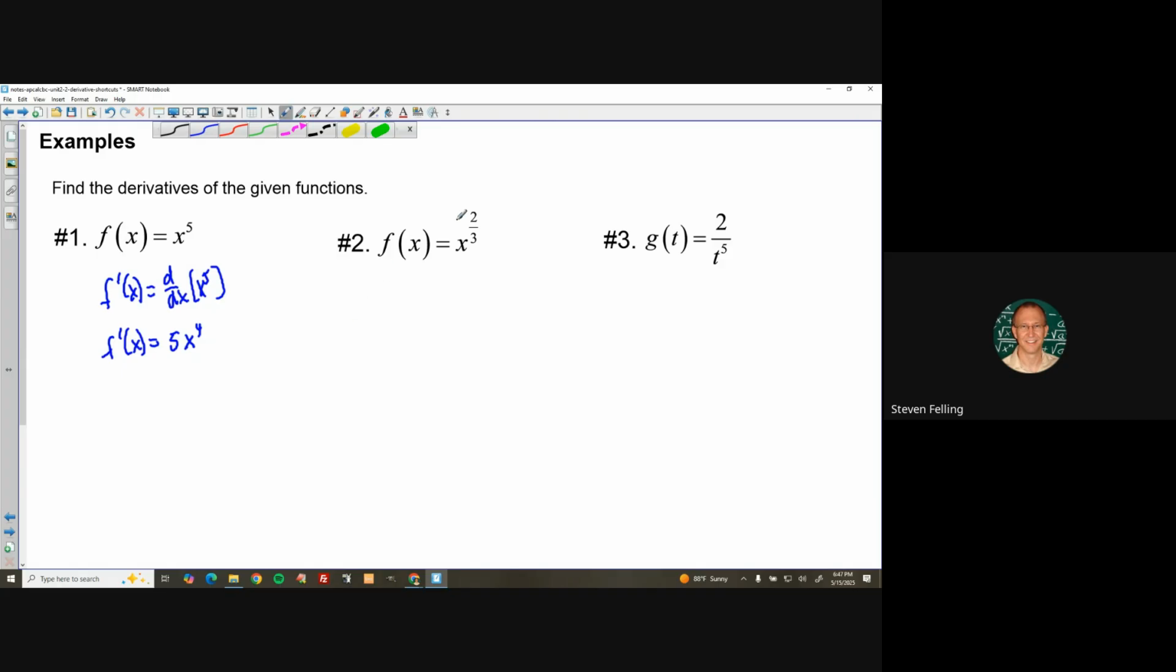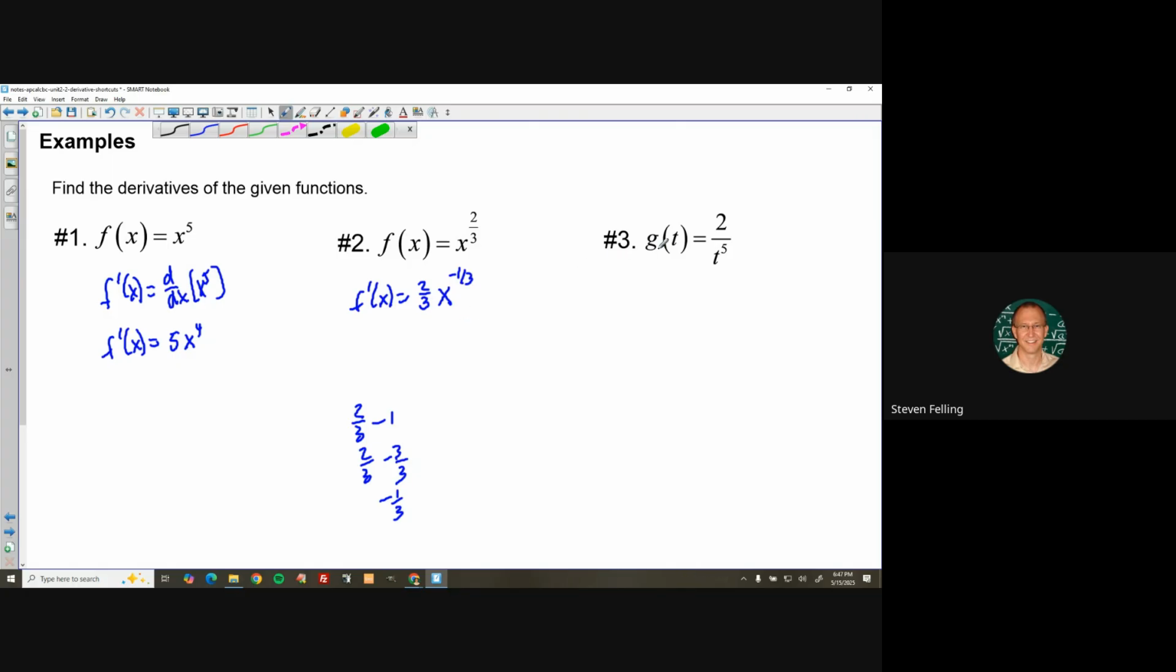Okay, and then this one, we're going to do the same thing. F prime of x, we're going to bring the 2/3 down as a multiplier. And then we have x to the 2/3. So what is 2/3 minus 1? 2/3 minus 3/3 is a total of negative 1/3. So that would be this. Okay.